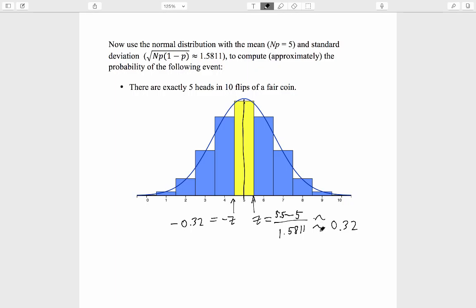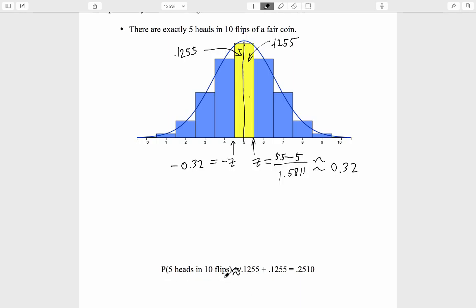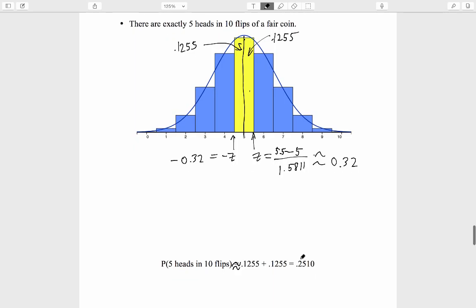In terms of the normal distribution, that has a certain probability. This sliver to the right of the mean, but still painted yellow, has probability 0.1255. When I go look up z equals 0.32 in the table, I obtain 0.1255, which means that the other side of the yellow rectangle, this sliver to the left of the mean, but still painted yellow, also has probability 0.1255. Our conclusion? The probability of 5 heads in 10 flips is approximately equal to 0.1255 plus another 0.1255, which is 0.2510. That is just an approximation.